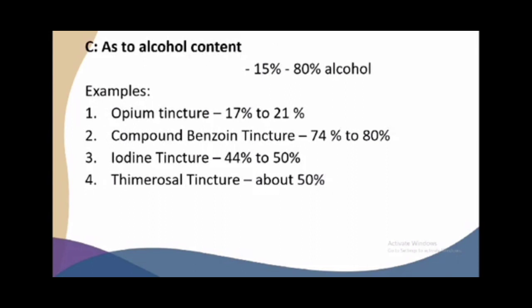As for the alcohol content of the tinctures, it must contain an approximate range of about 15% to 80% alcohol. Examples of these are the opium tincture, which is about 17 to 21%, compound benzoin tincture about 74% to 80%, iodine tincture, which is about 44% to 50%, and lastly, thimerosal tincture, which is about 50%.